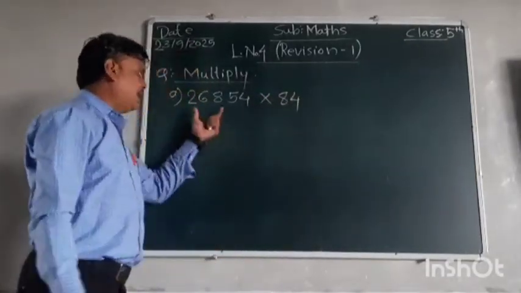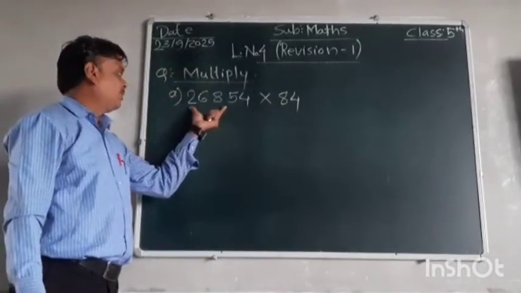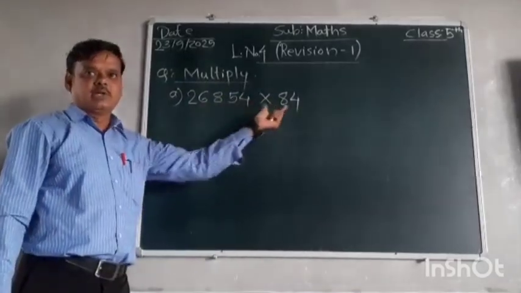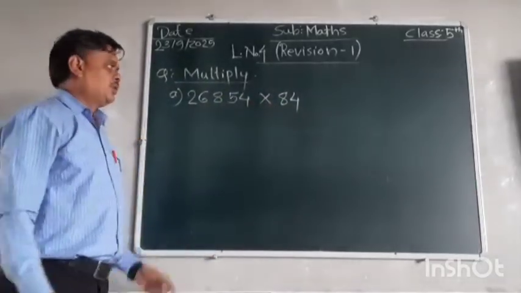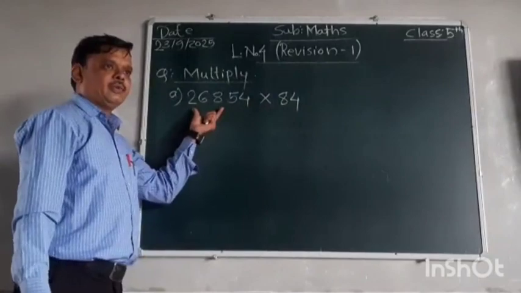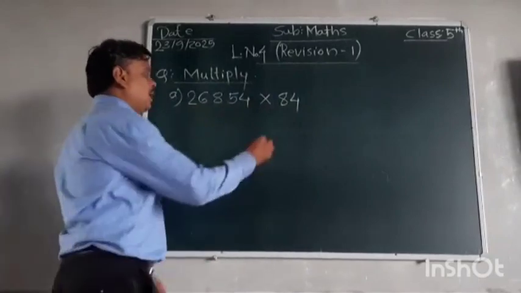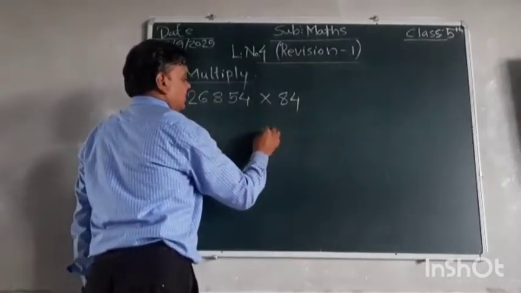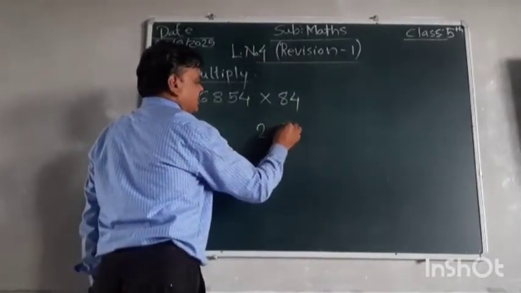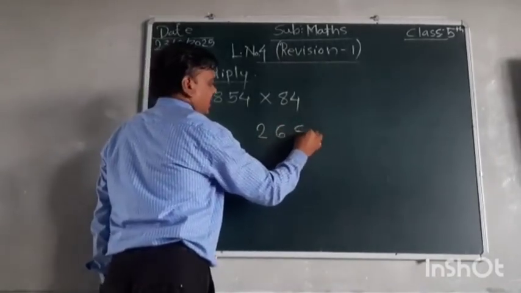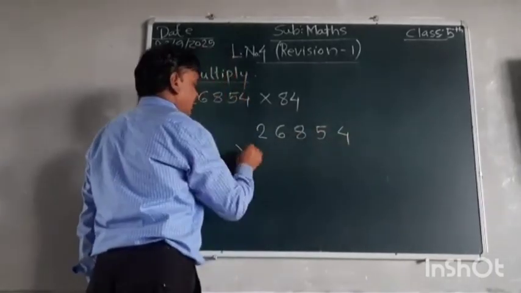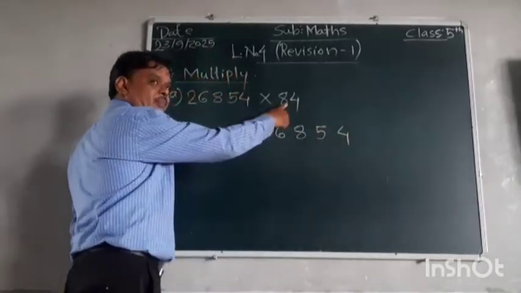Now students, we have to multiply a 5-digit number by a 2-digit number. Okay? So what we have to do here? First, you have to write the 5-digit number like this: 26,854, multiplied by the 2-digit number.